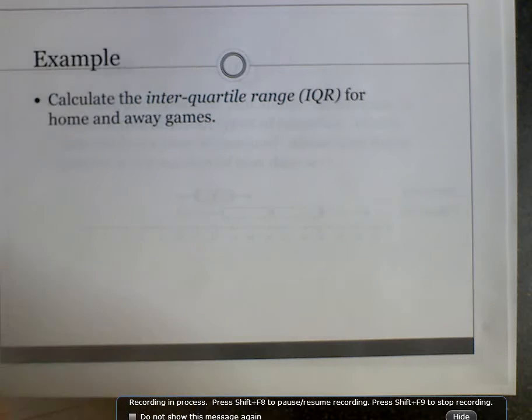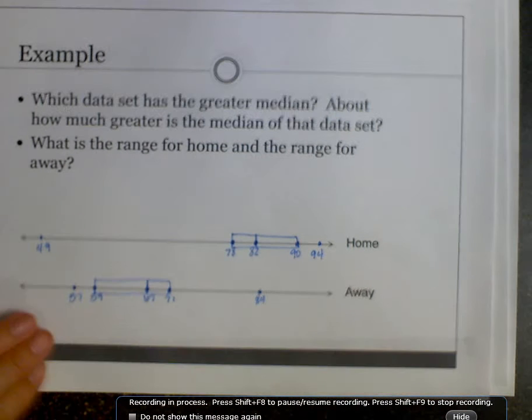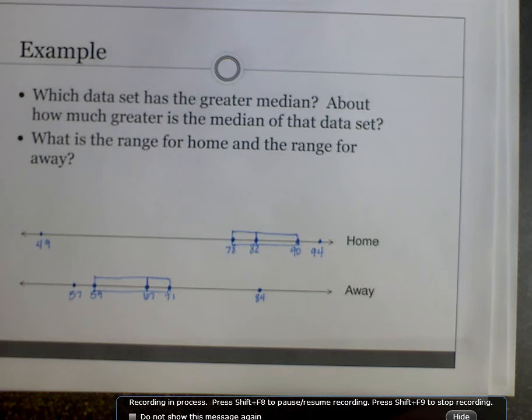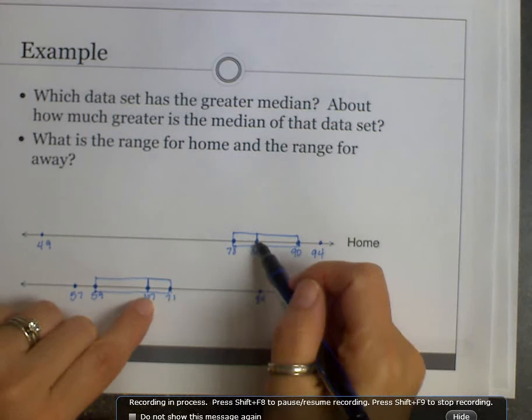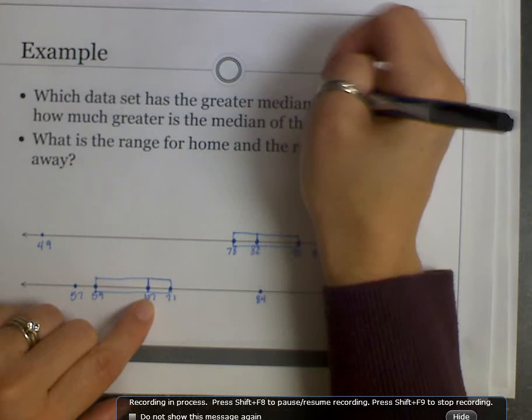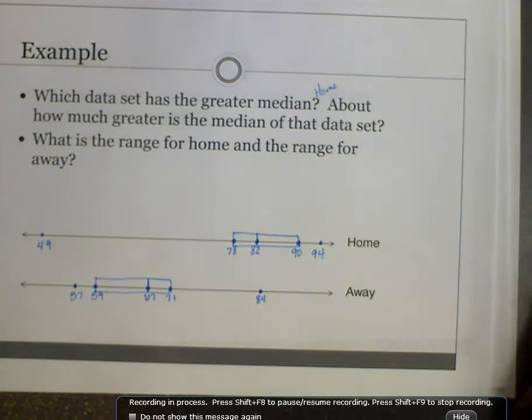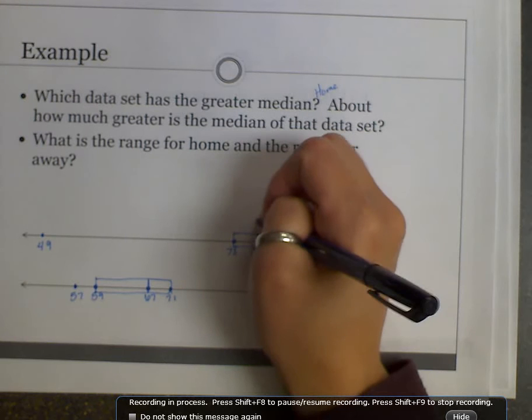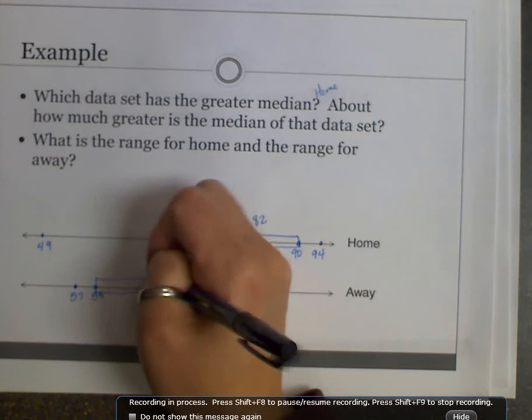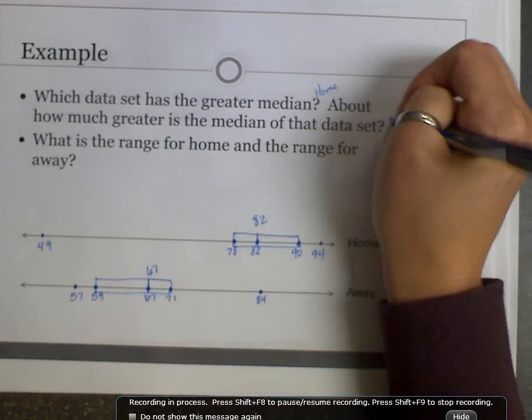I have some questions to ask. Which data set has the greater median? Looking at our medians, which one has the greater median? The home games. About how much greater is the median of the data set? Well, this median is at an 82, and this median is at a 67, so it's about 15 greater.